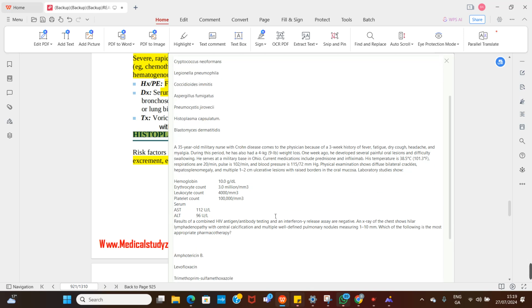A 35-year-old military nurse with Crohn's disease comes to the physician because of a 3-week history of fatigue, fever, dry cough, headache, malaise. In this period, he has also had 4 kg weight loss. 1 week ago, he developed several painful oral lesions and difficulty swallowing. We already have something in our mind, right?